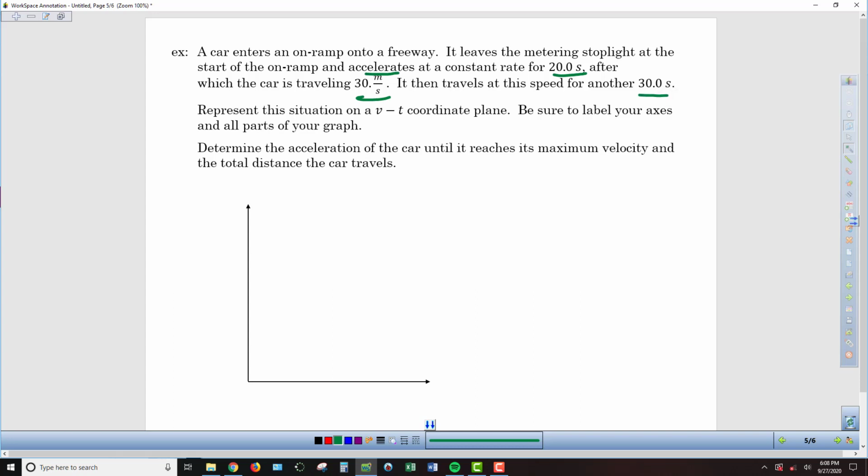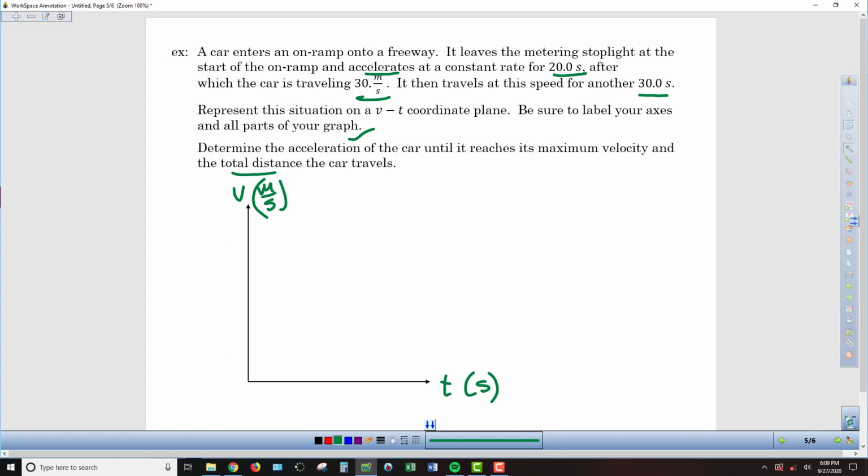And so we want to represent this situation on a velocity time diagram, and then we want to determine what's the acceleration and what is the total distance that the car travels. So first thing about these diagrams, we don't have to draw them necessarily to scale. A conceptual framework for us to work with is just fine. So we're going to be keeping track of velocity in meters per second along the y-axis, and we're going to be keeping track of time in seconds along the x. So we definitely want to make sure that we've labeled those.